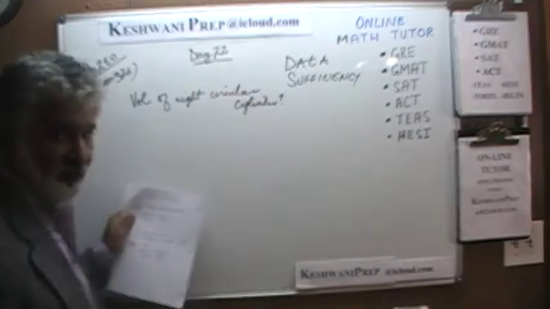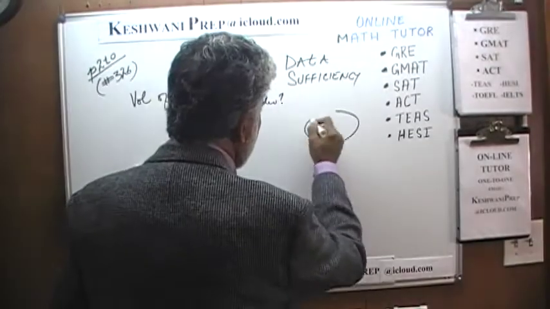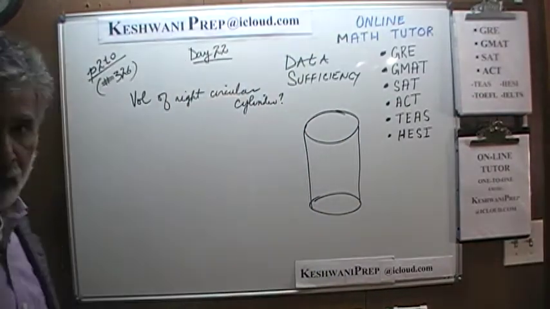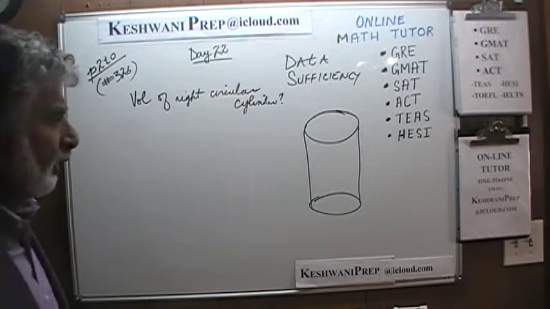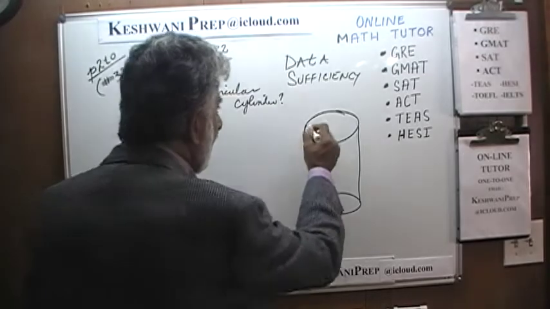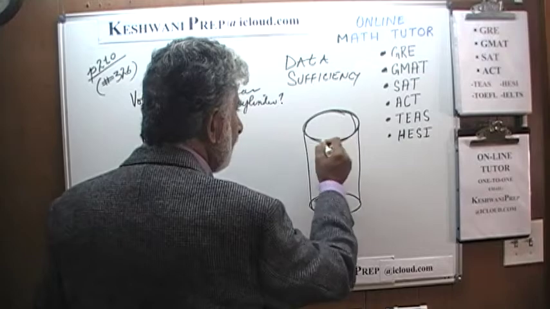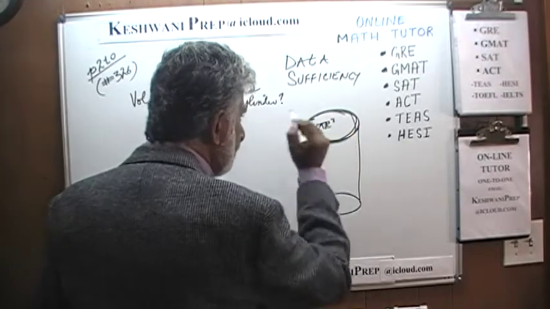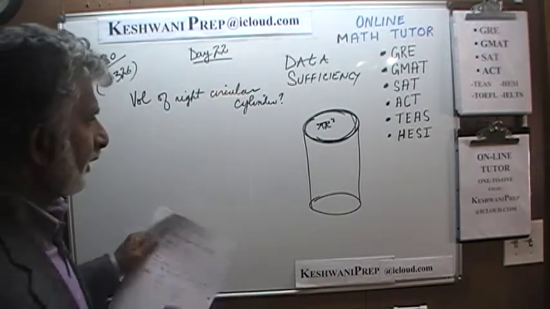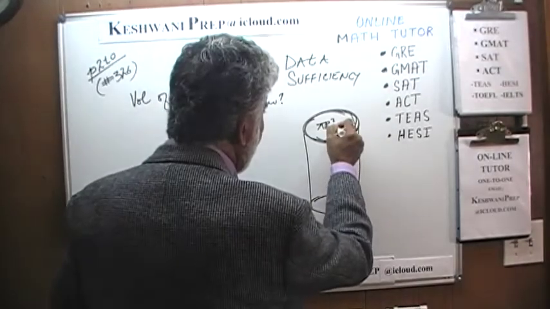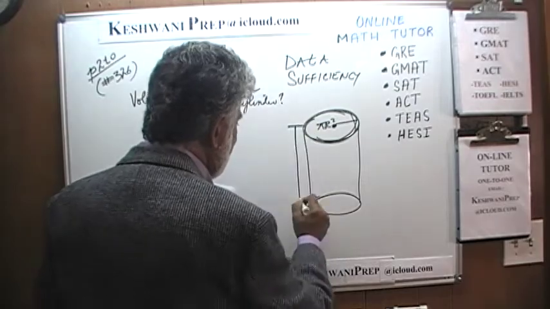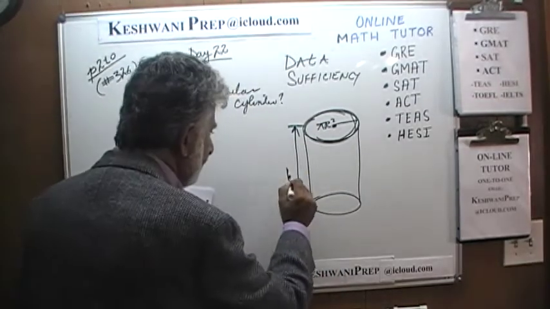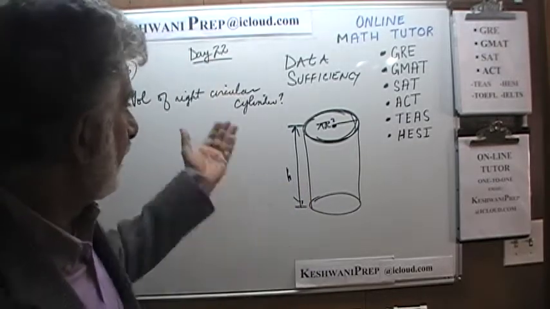The volume of a right circular cylinder, as you know, the circular cylinder looks something like this. In order for us to find the volume, we need to know two things. We need to know how wide open it is on the top, which is the area of this circle, which is pi r squared. So we need to know the radius, and we need to know how deep it is.